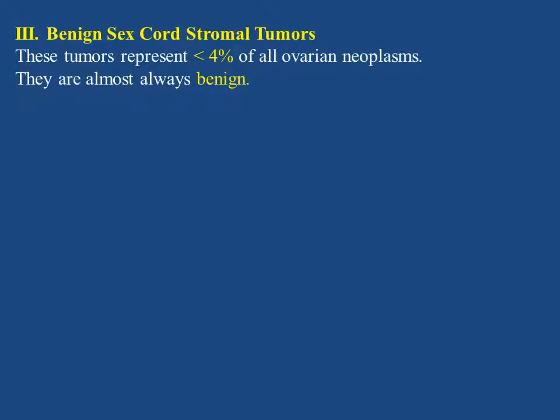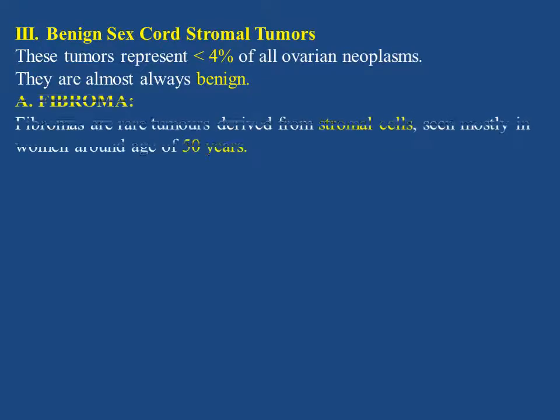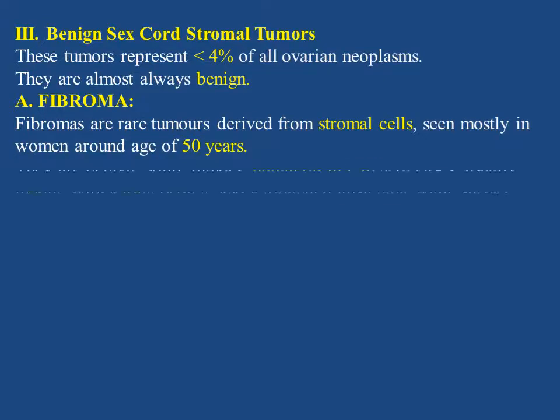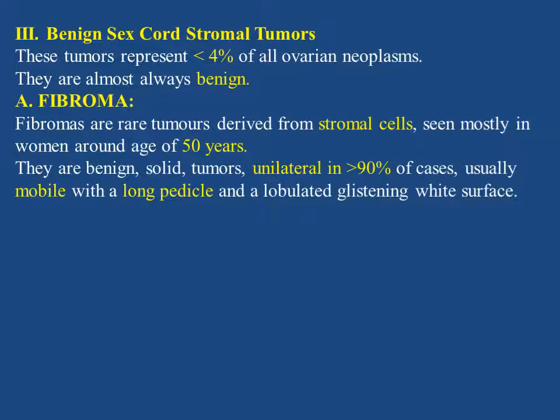The third one is the benign sex-cord stromal tumors. These are less than 4% of all ovarian neoplasms, and they are almost always benign. Like the fibroma, this is a rare tumor. They come from the stromal cells, and the age group is around 50, and they are benign solid tumors. They are unilateral in most of the cases, more than 90%. Usually they have a long pedicle and are mobile, and they have a lobulated white surface.